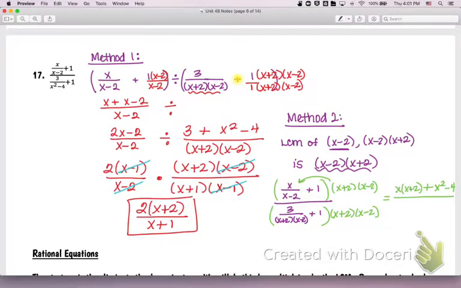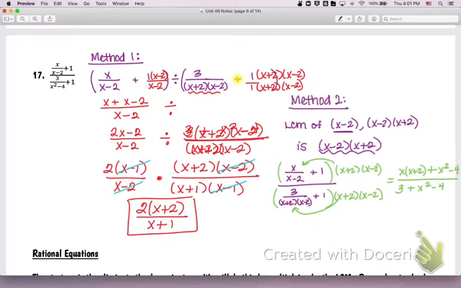Down here, when I multiply the first time, they're all going to cancel out. So I just have 3 plus x squared minus 4 again. Now, don't get tempted to cross out those x squared minus 4s. You cannot, because remember, those are terms, not factors. We are only allowed to divide out factors. Give myself a little more room there.